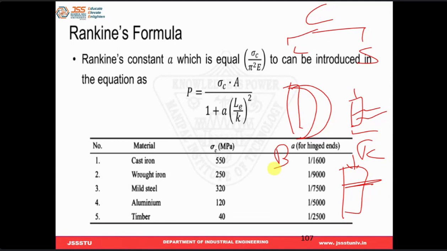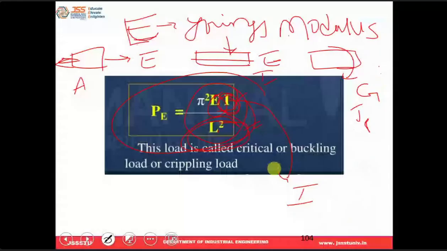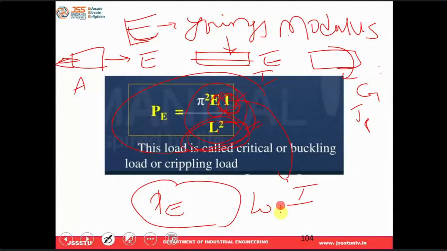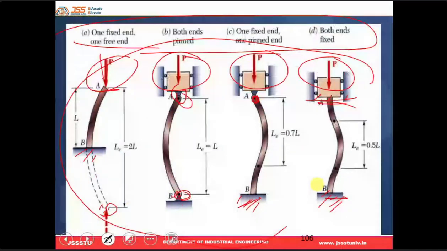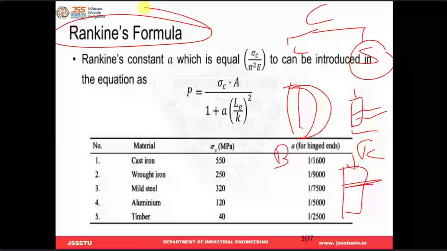So what we have seen here, the maximum load equation is called the crippling load. It is the Euler formula, which is for long columns. Euler worked on the long column. The person who worked on the short column is called Rankine. So Rankine derived the equation, mainly for short columns.